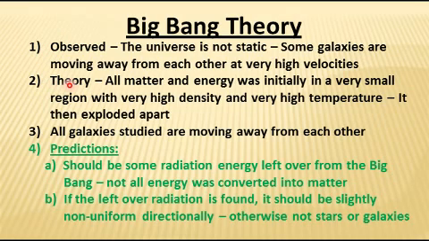A theory was developed, and it took a little bit of thinking and playing with physics. The theory said that all matter and energy was initially confined to a very small region, which was very high density, very high temperature, and then it exploded apart. That basically came because if the universe was observed to be expanding now, in the past, it's logical that it must have been smaller and smaller and smaller, and that leads you to this dot idea where everything was combined into a very small dot.